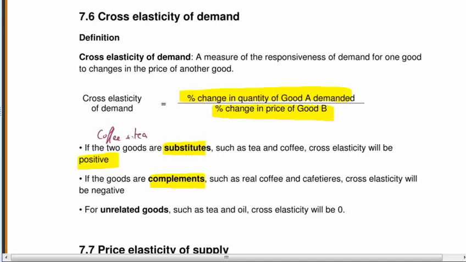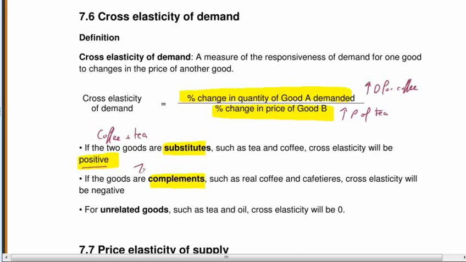So think about that. If there's an increase in the price of tea, what would happen to the quantity of coffee which was demanded? Well, it should go up, shouldn't it? Because nobody's buying tea anymore, everyone is buying coffee instead. So they move in the same direction, so it's positive.